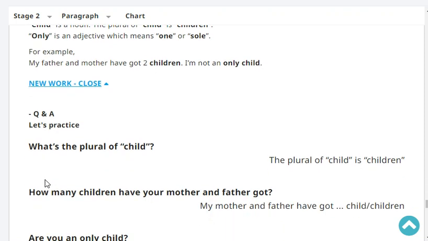Let's practice. What's the plural of child? The plural of child is children. One more. The plural of child is children. Very good.